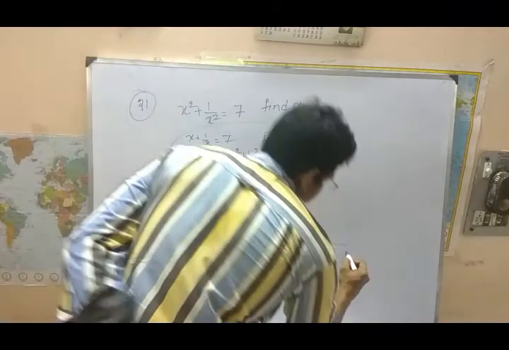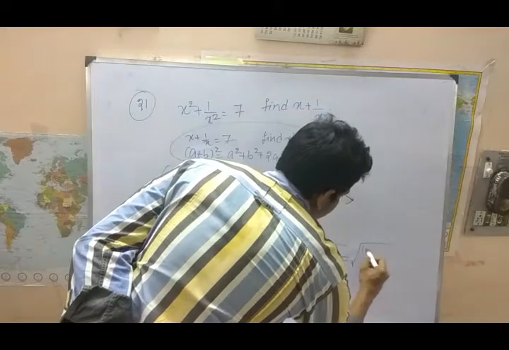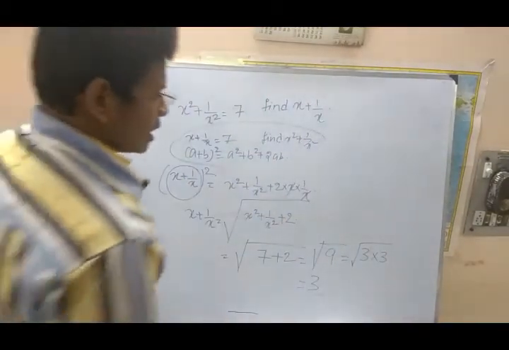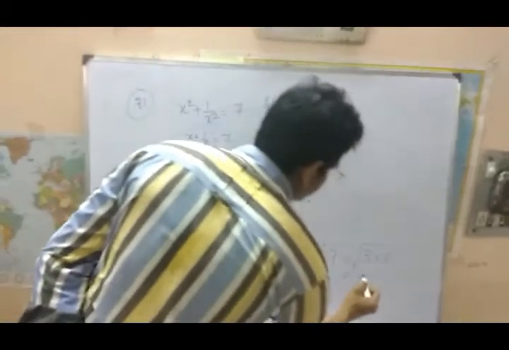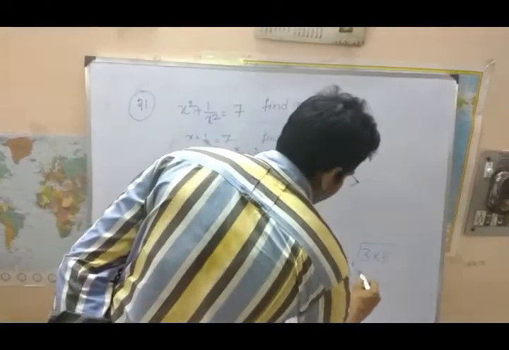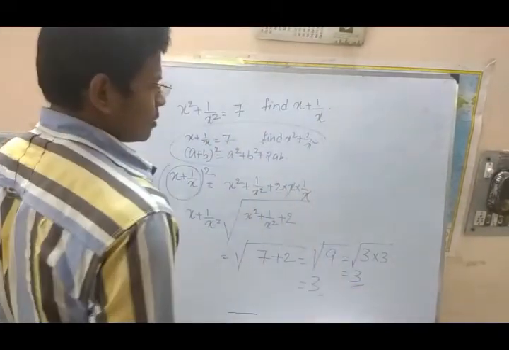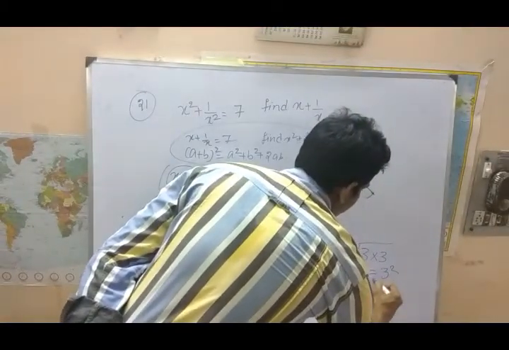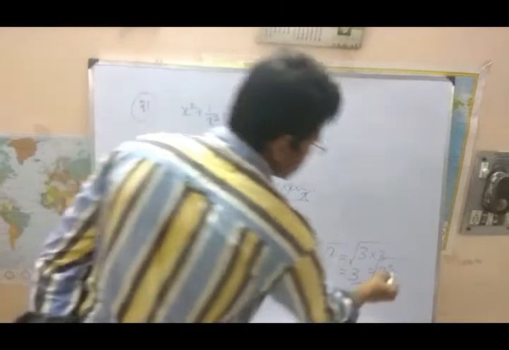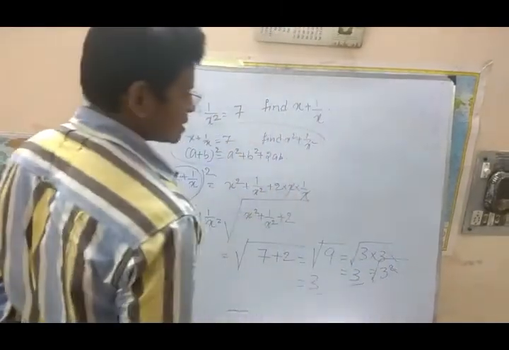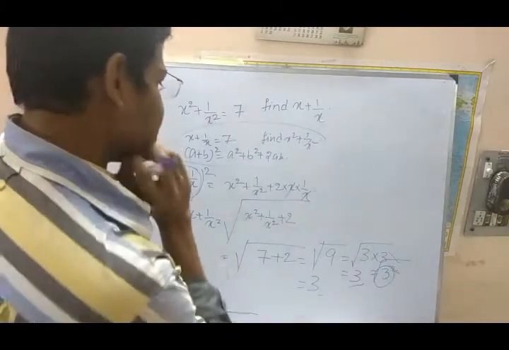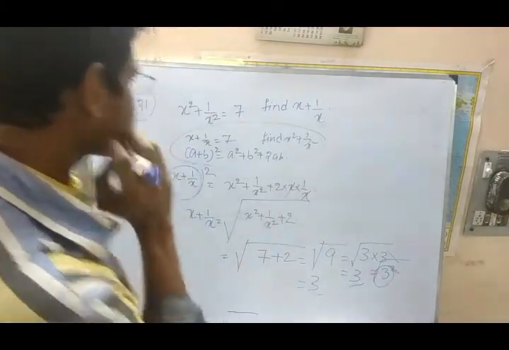See, we can do root 9 as 3 into 3. If we have 2 3's in a single square, we can cancel 1 3 and we can write 3. Because here it becomes 3 square, root of 3 square. So this root and this square get cancelled, and we will be left with 3. The same thing which I wrote directly. Okay.